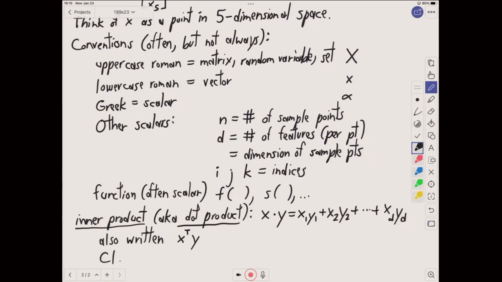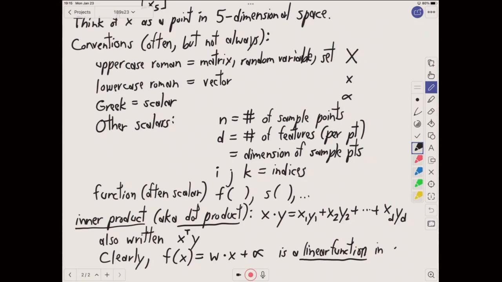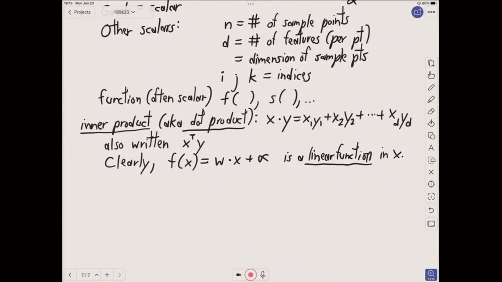So with this in mind, it should be clear that if I write the following function, f of x equals w dot x plus alpha, well, that is a linear function. Specifically, it's linear in x. And the reason I'm writing this particular function down is because that's going to be the decision function for quite a few of our linear classifiers.